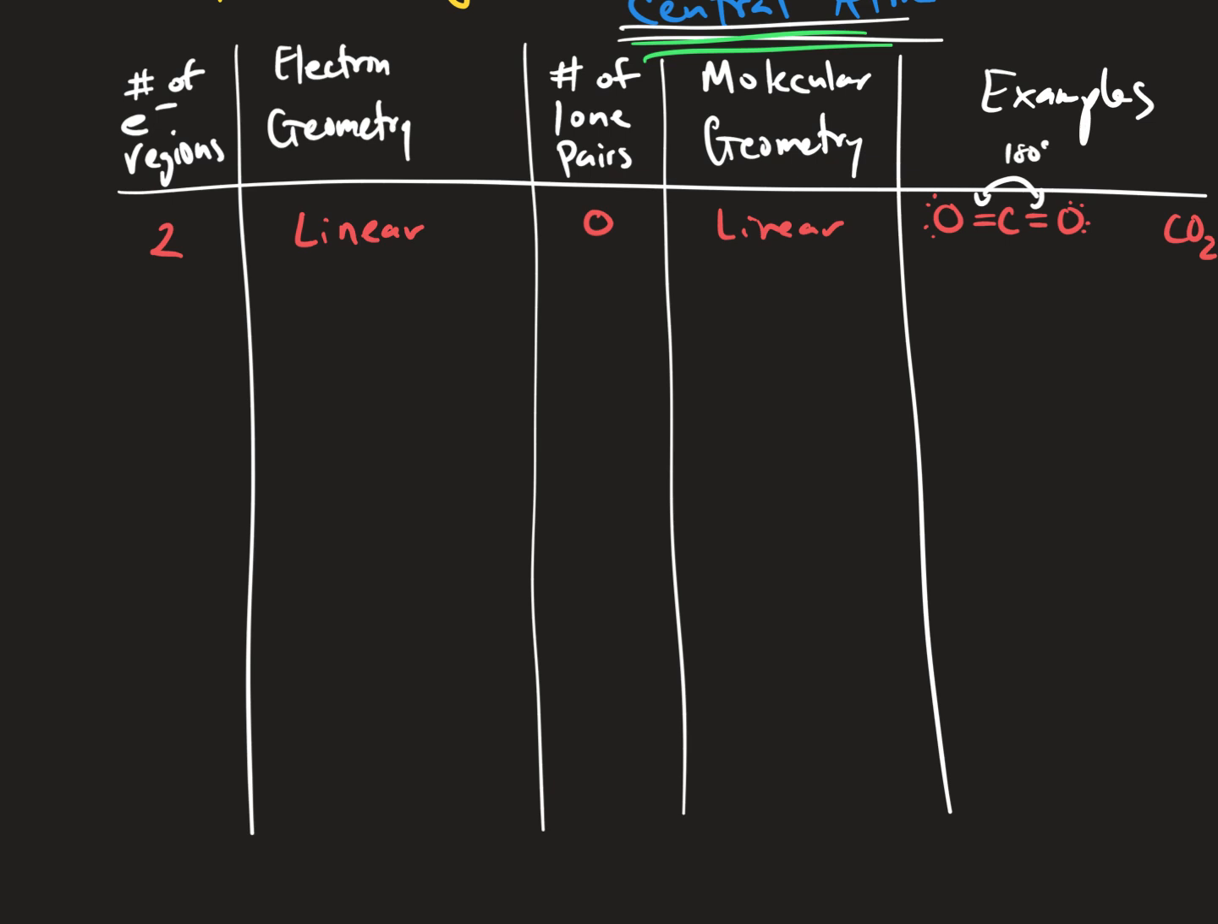Okay, if we have 1 lone pair, it's still linear. In the example of N2, sorry, not O2, N2.